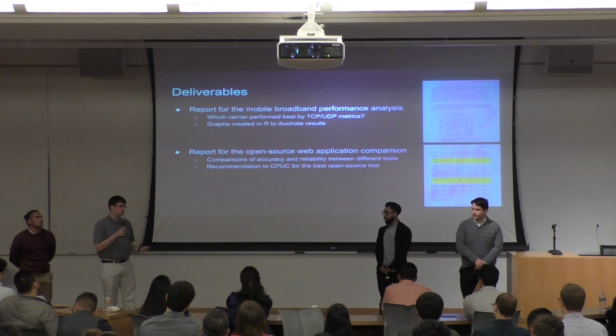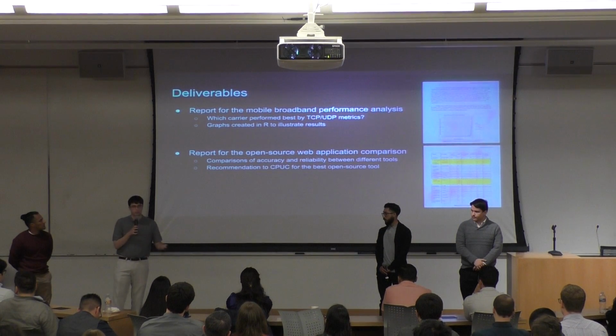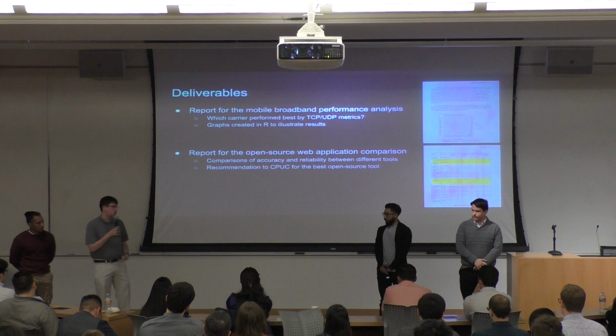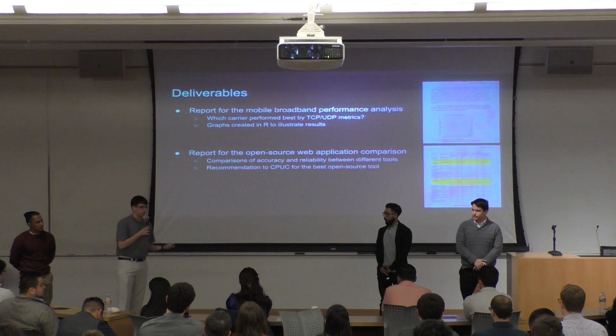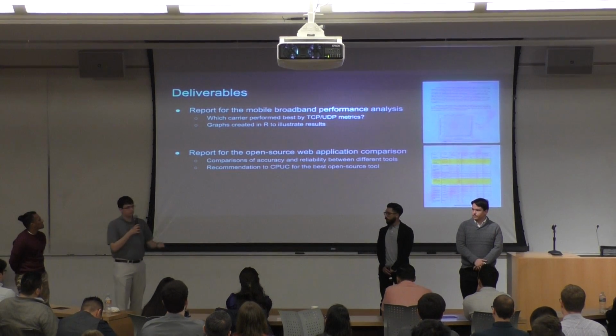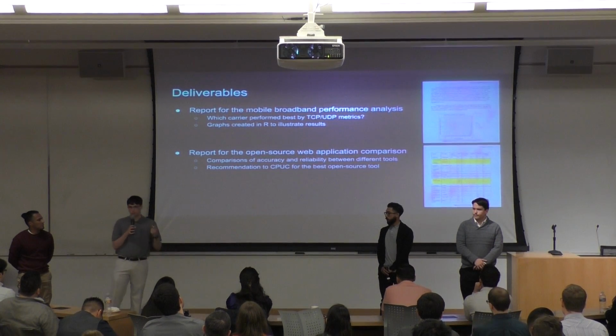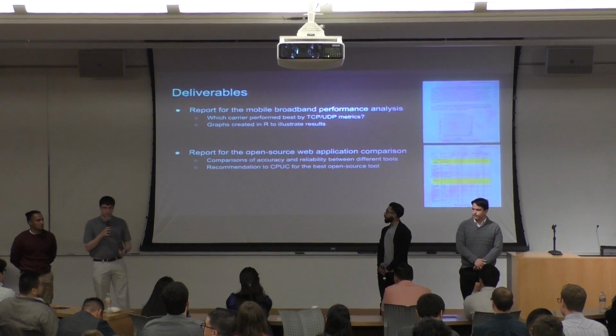So for example, between T-Mobile and Sprint, which of the 2 loses the most data in transit? Or with Verizon, with their round trip time, have they improved over the years or have they gotten worse? And so this report goes in with a full analysis of all of the carriers, as well as graphs that we made in R to help illustrate the points we made.